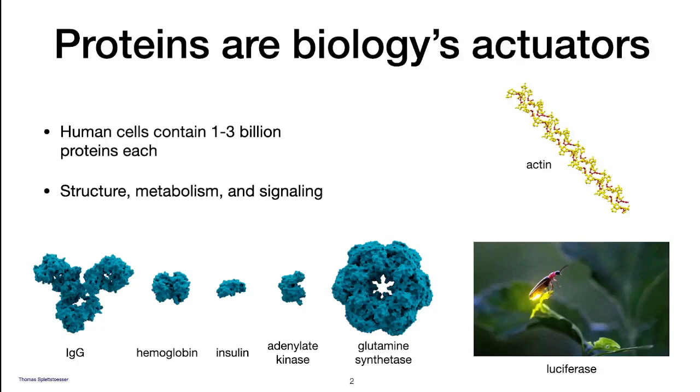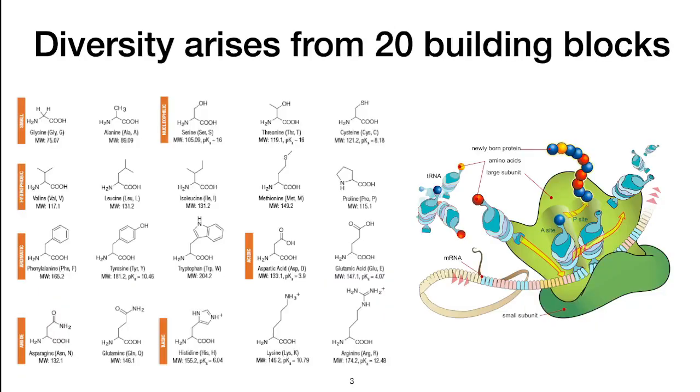Actin is a structural protein. It's also involved in muscle contractions. And firefly luciferase is what makes fireflies glow. All of this diversity in structure and function comes from just 20 molecular building blocks called amino acids.